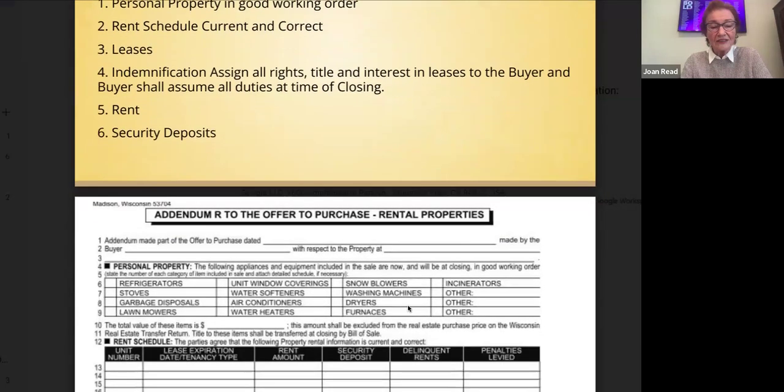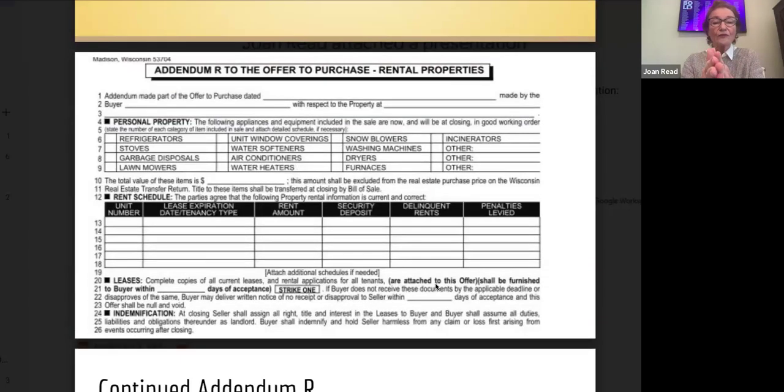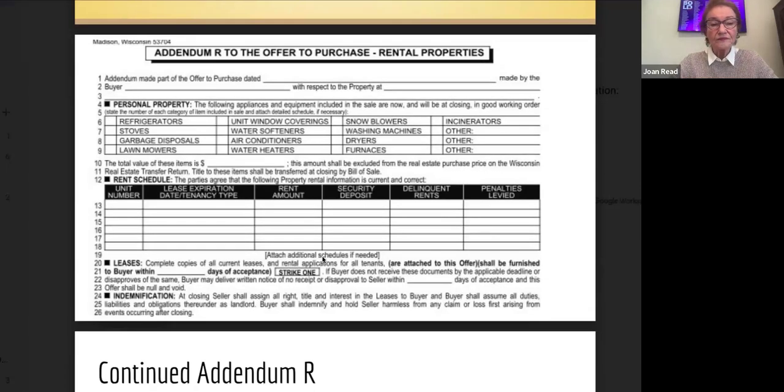So if we scale down, you can see where these are filled in. The first part, after you put in the address of the property, you make checks in the boxes if this personal property is in the unit, in the building, and on what level it's on. So make those checks, and it gives notice to the person buying it where everything is.